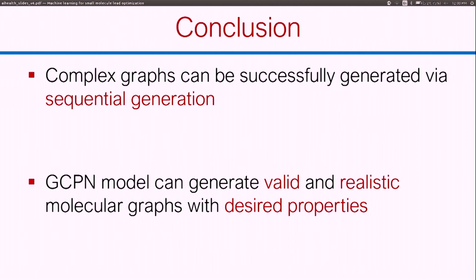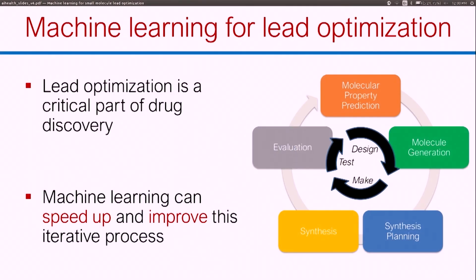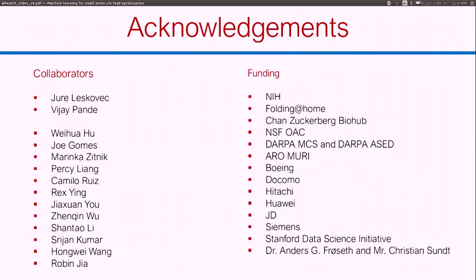So in conclusion, this work showed that you can actually generate pretty complex graphs in a sequential generation process, and that the model that we created, the GCPN model, can generate molecule graphs that are valid, realistic, and also have desired properties. So to conclude, I've said lead optimization is a pretty important part of the drug discovery process, and I've showed two examples in which we use machine learning to hopefully speed up and improve parts of this process. So thank you.